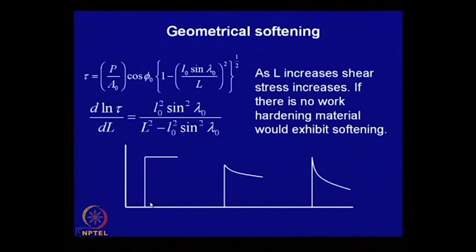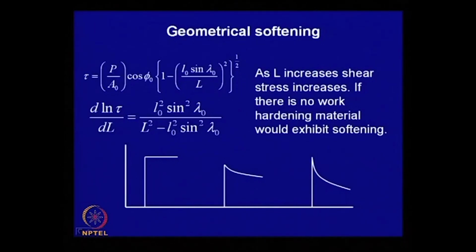This means that as the strain accumulates in the specimen, there is a possibility of some amount of softening taking place if there is no hardening. If the material does not harden, in that case this softening will be quite significant, which is shown over here. You can easily show this.